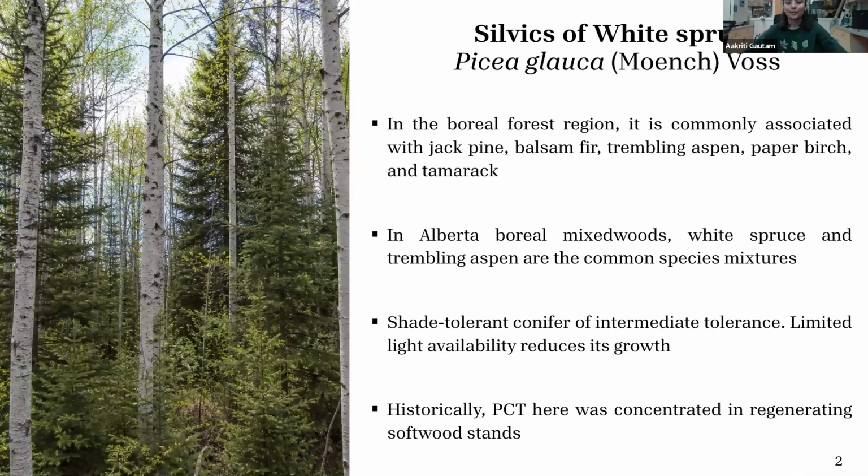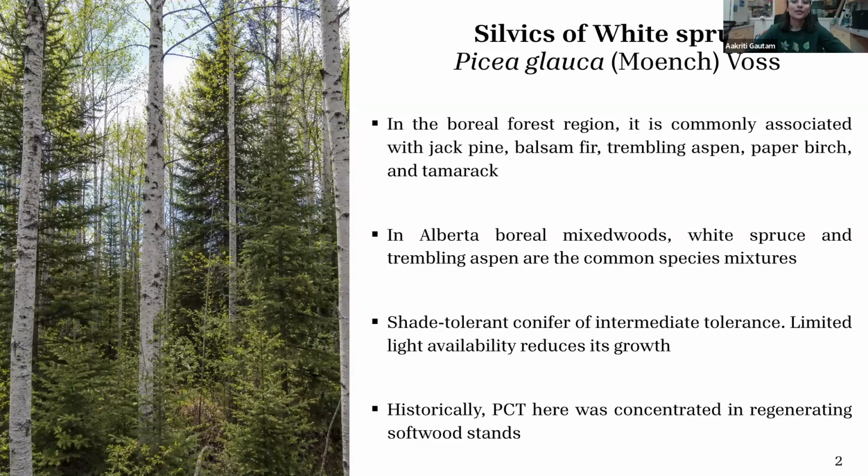So before I jump into my research, I want to talk a little bit about the ecological traits of white spruce and how it is managed here in Alberta. As we know, white spruce is a widely distributed conifer across the boreal forest region, and we can find it growing alongside various other species. But here in Alberta, it is mostly associated with trembling aspen. They are the dominant pairing and the common species mixes here.